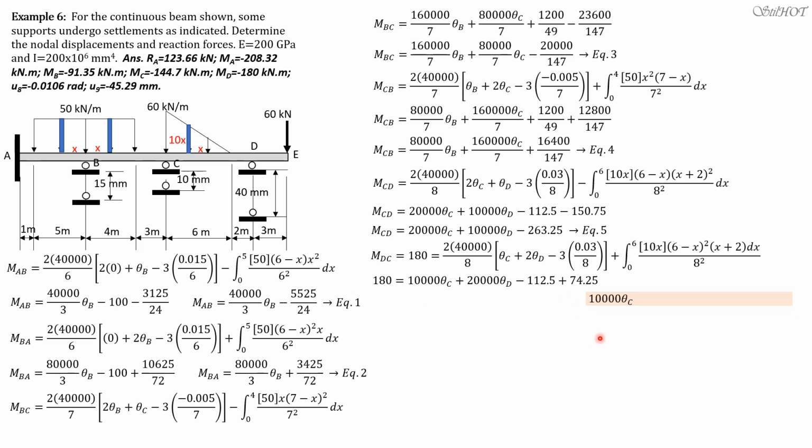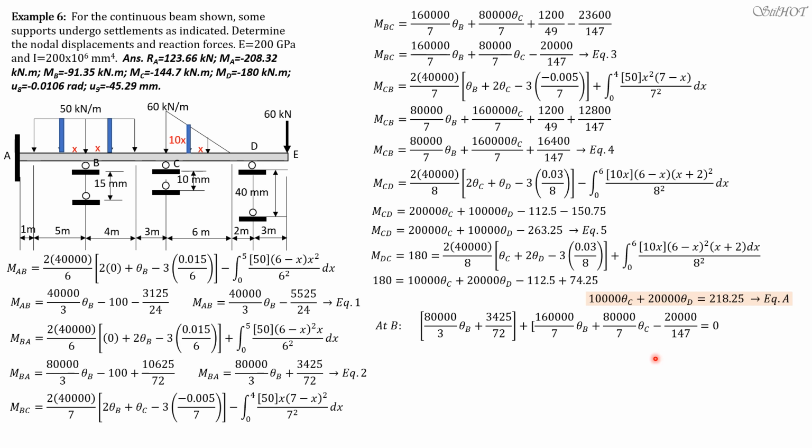Simplifying, 10,000 theta C plus 20,000 theta D equals 218.25. This is our working equation to solve for thetas. So call that equation A. Apply equilibrium at B, MBA plus MBC equals 0. So MBA is 80,000 over 3 theta B plus 3425 over 72, and MBC is 160,000 over 7 theta B plus 80,000 over 7 theta C plus or minus 20,000 over 147 and equals 0.